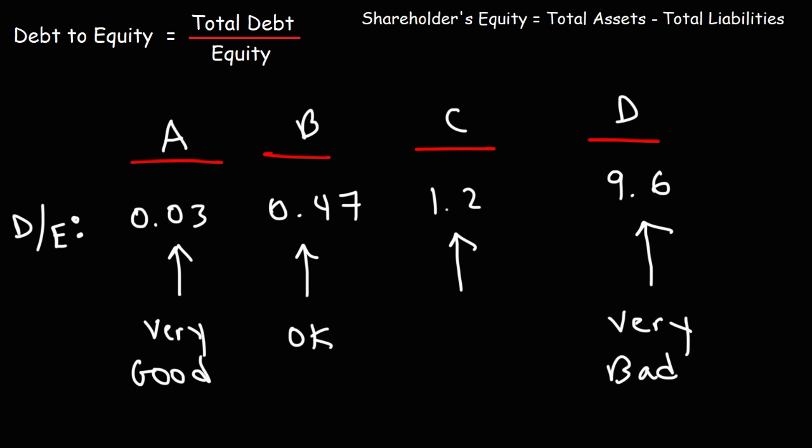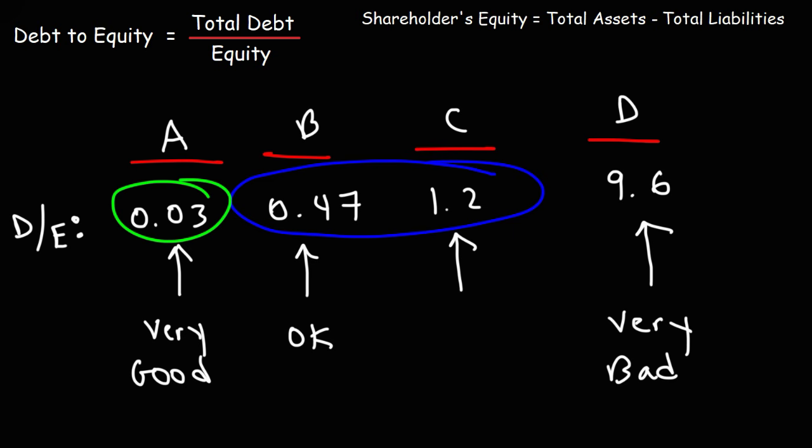So hopefully this gives you a good idea in terms of what values are good, what values are okay, and what values are very bad. Most companies will fall in this region. But if you see a company that has a debt to equity ratio of 0.10 or less, that means it's very good. You don't have to worry about them going out of business with debt anytime soon.